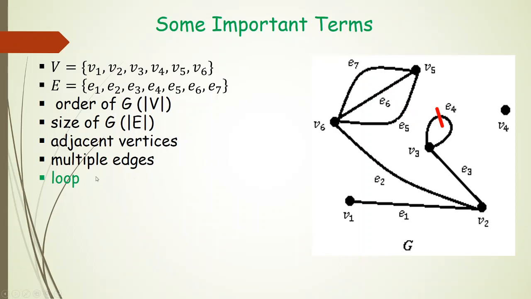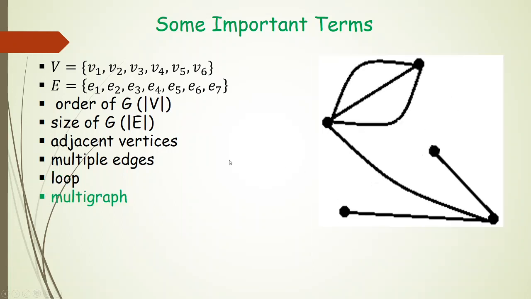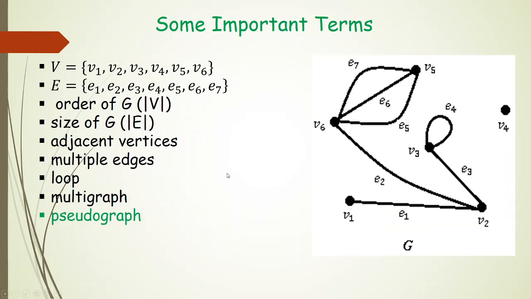And then we also define what a loop is. A loop is an edge which connects to itself. So this E sub 4 here connects V sub 3 to itself. And a multigraph is a graph which contains multiple edges, just like this one. This is a multigraph. A pseudograph is a graph which contains a loop.